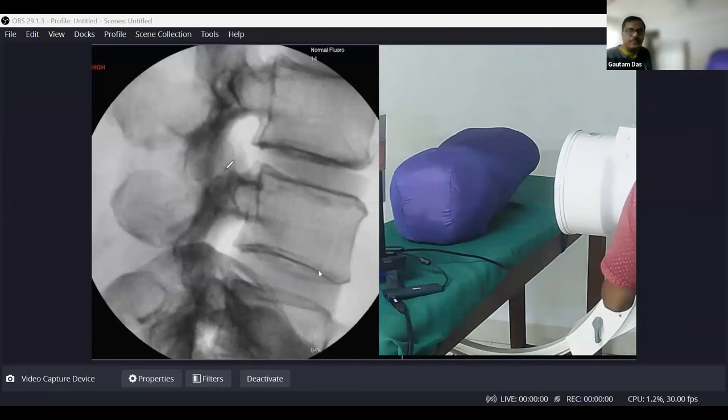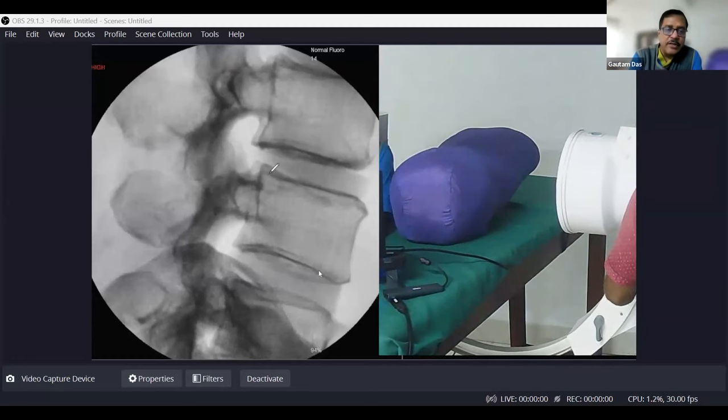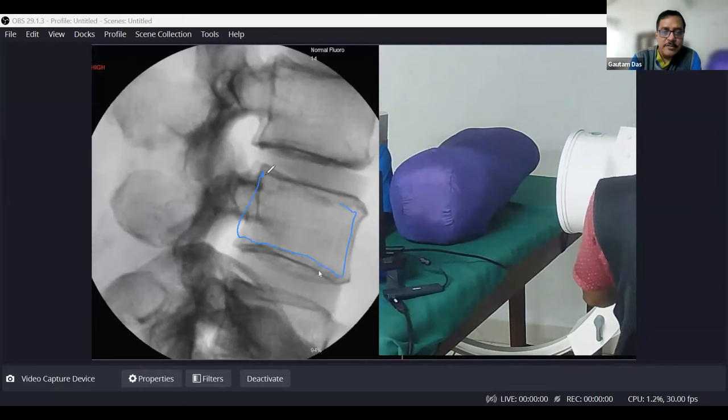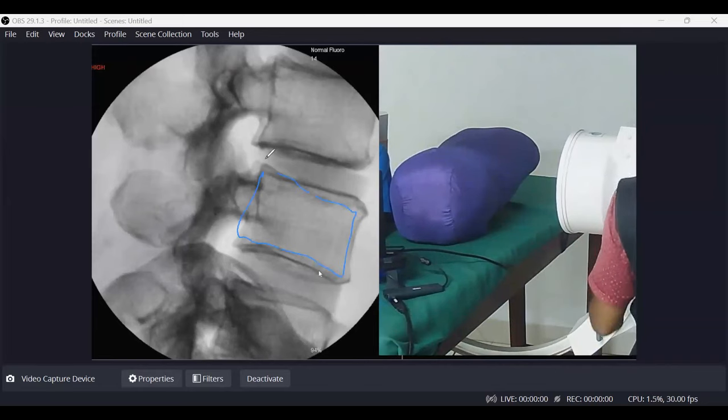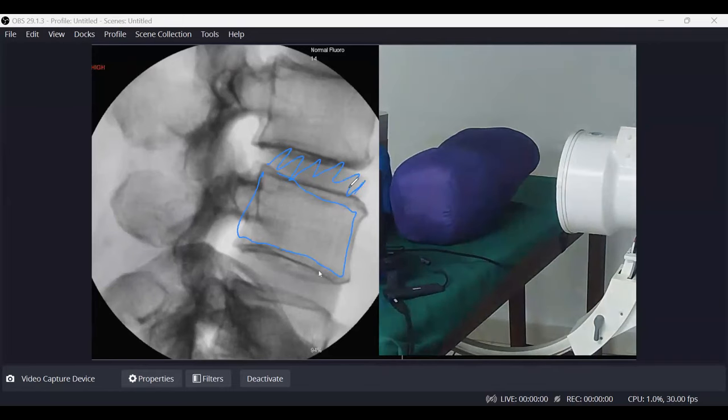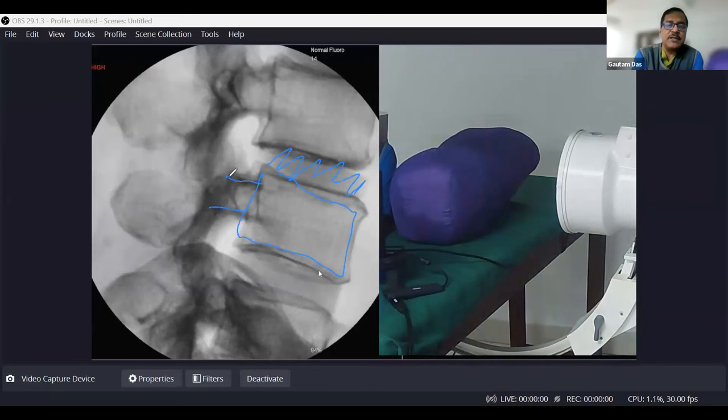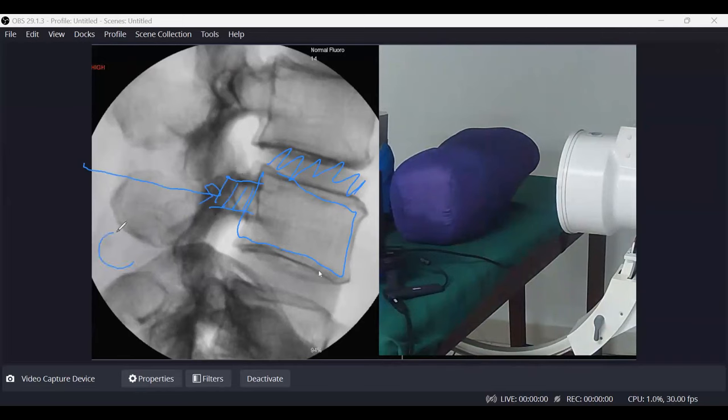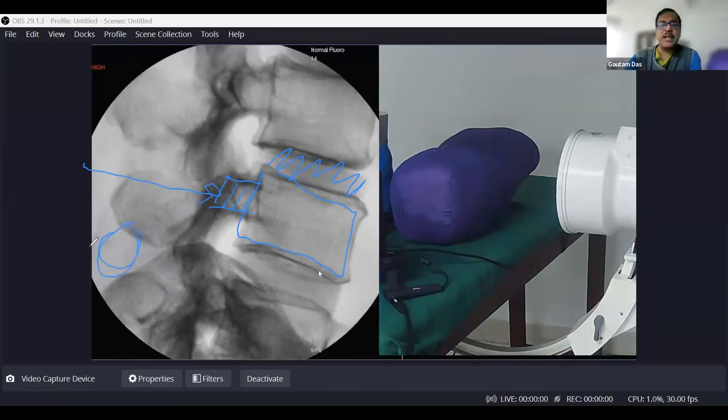So now again, tell me the structures, what you can see here. What is this? Vertebral body. Disc space. Now you can see the pedicle. This is a pedicle as a pillar. When the CR beam was coming like this, it was looking like an oval, but when you are seeing from the lateral view, the pedicle will be looking like a pillar only. So this was your pedicle.